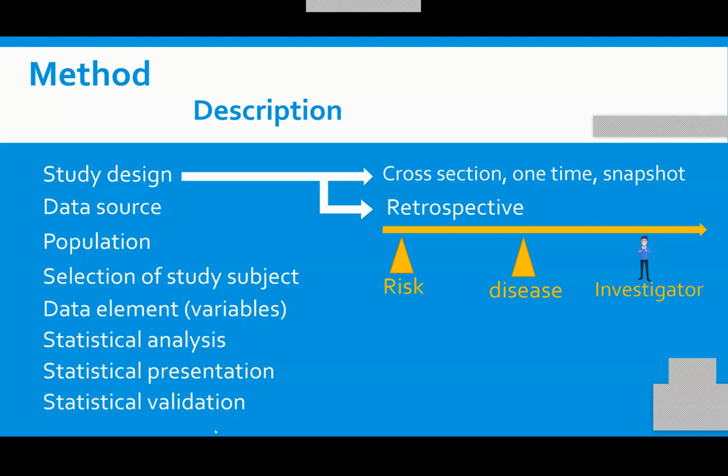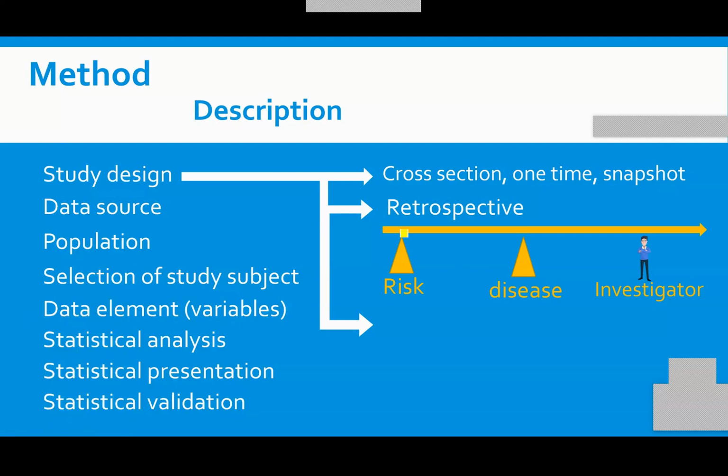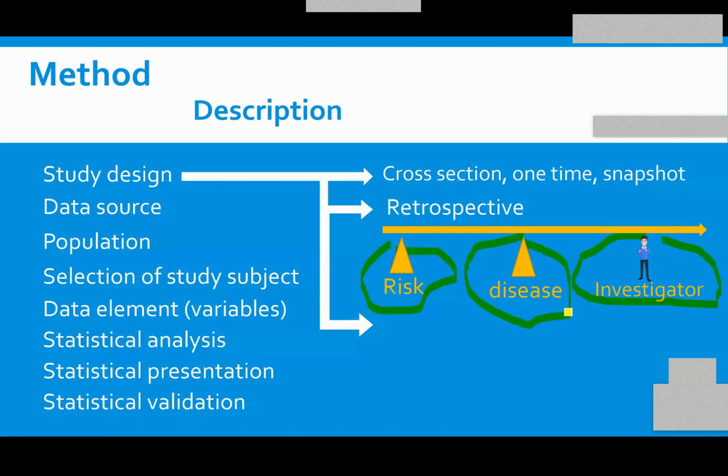If you can see here, the risk, the disease, and the investigator started after occurrence of the disease. You have to go back to study the risk on the disease, so they call it recalling. You ask the patient, when he got, for example, lung cancer, whether before the lung cancer he was smoking or not.